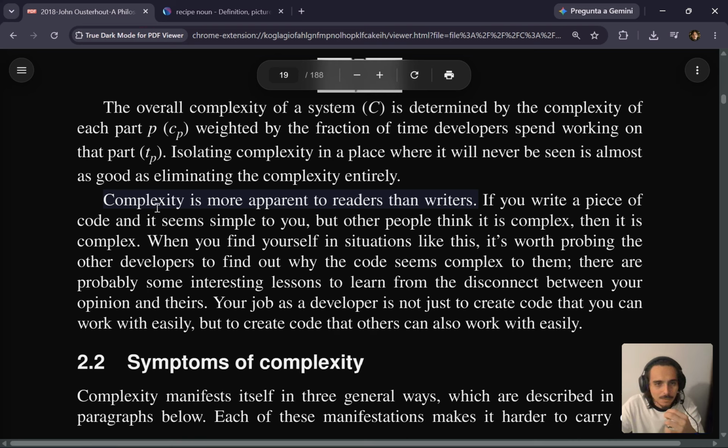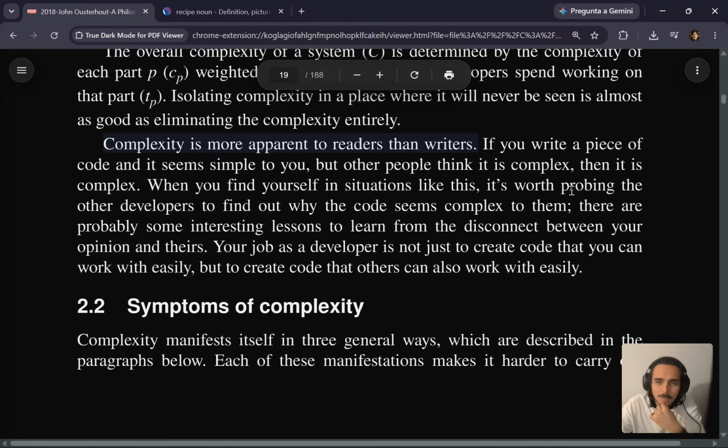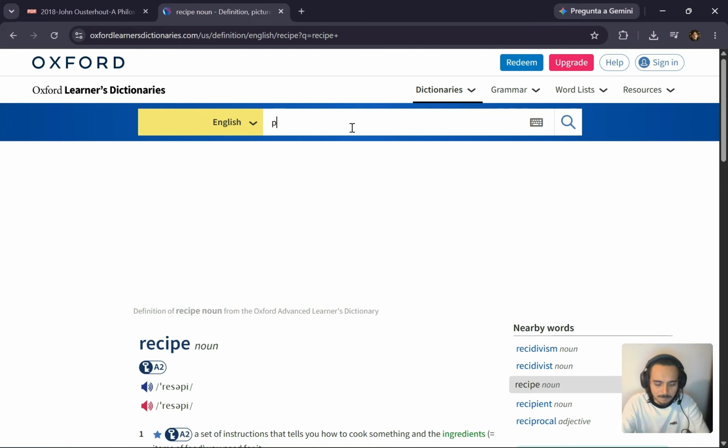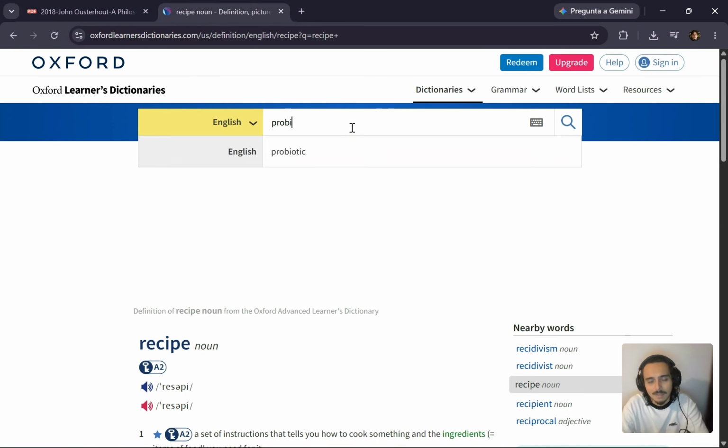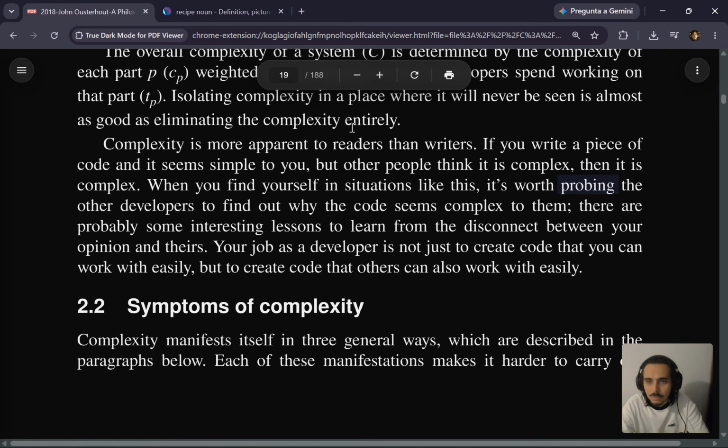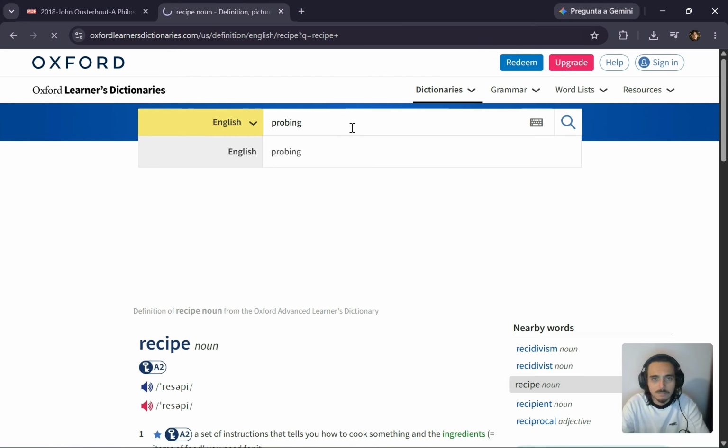Okay, let's continue. Complexity is more apparent to readers than writers. If you write a piece of code and it seems simple to you, but other people think it is complex, then it is complex. When you find yourself in situations like this, probing. I don't know this word, but let's see. I think it's like testing. I can get the context. I guess it's the word probing. Let's see.